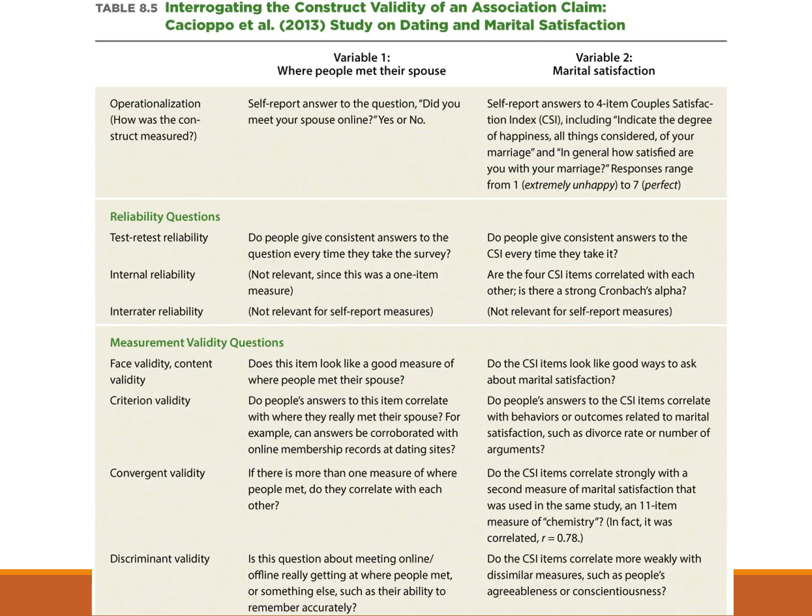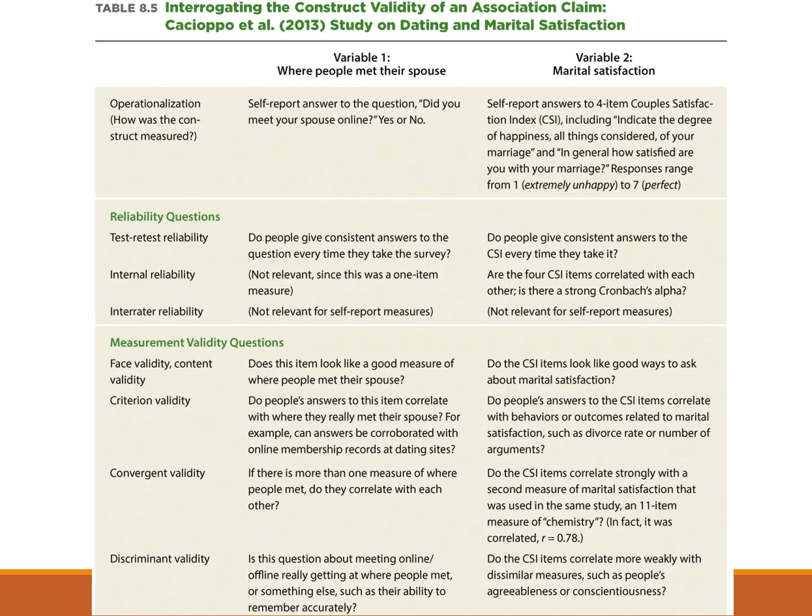We then get to measurement validity questions, face validity and content validity. Does this item look like a good measure of where people met their spouse? Is it actually getting at that? Is it easily understood? And are people likely to respond honestly and in a way that makes sense? For marital satisfaction, do the CSI items look like a good way to ask about marital satisfaction? Are there other ways to ask? And do you believe this is actually getting at the construct of marital satisfaction?